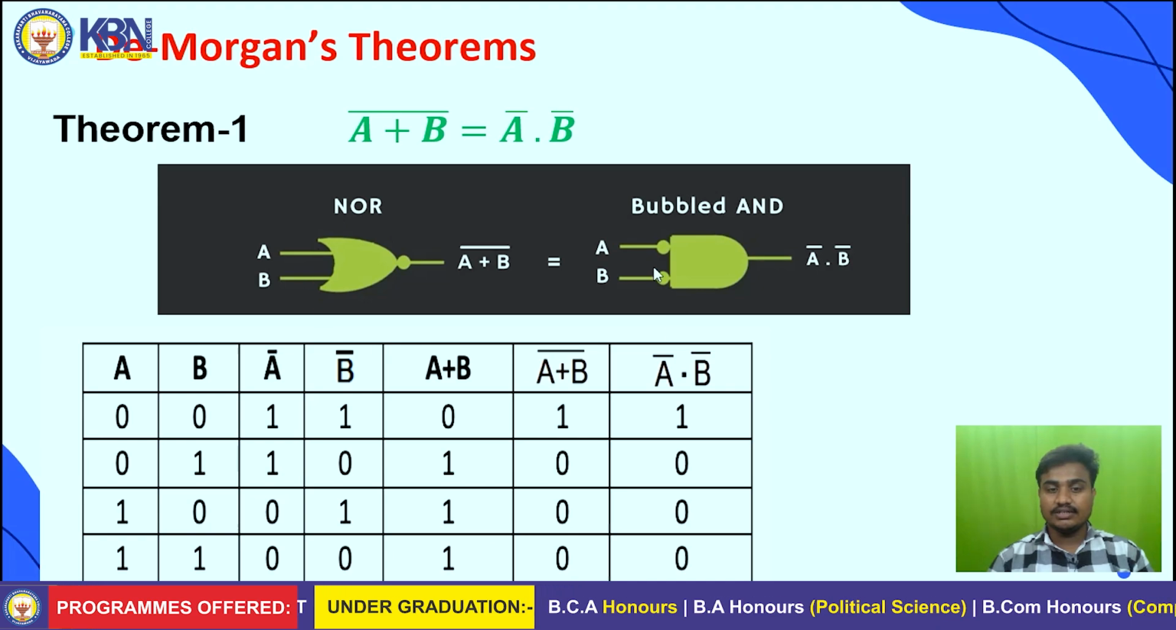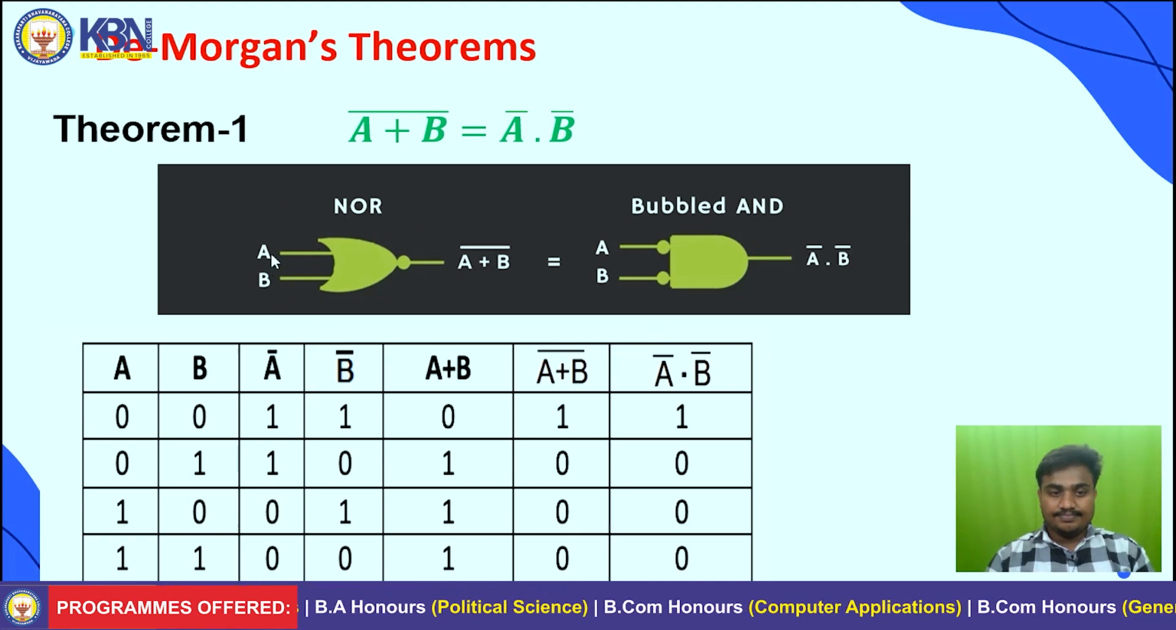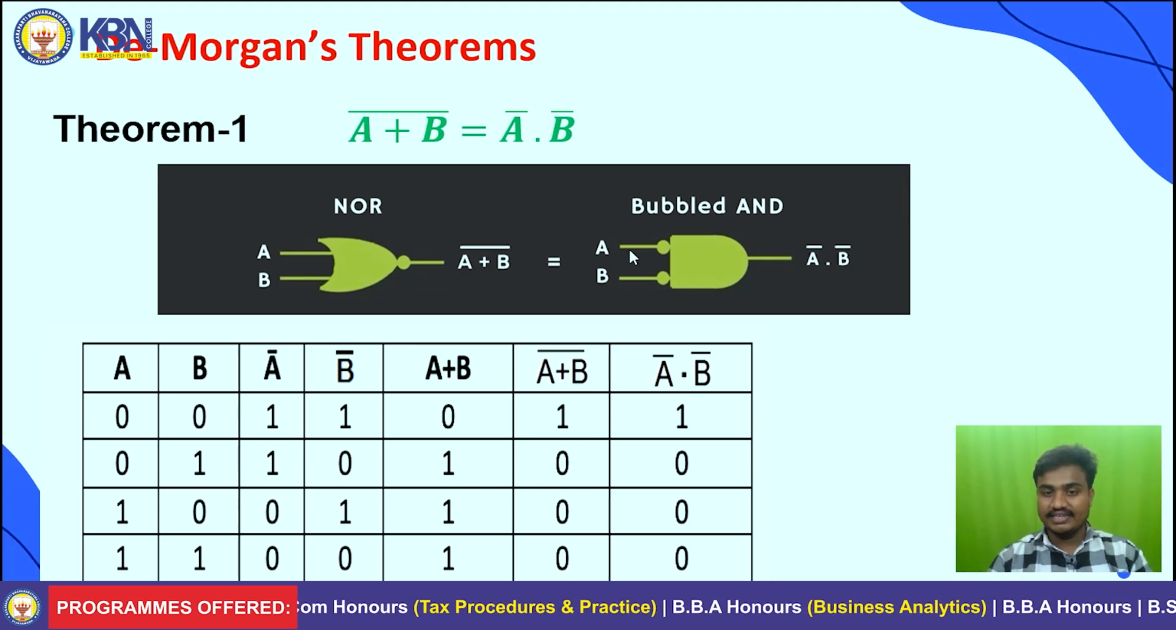In circuit, we will represent it like this. This is a NOR gate. A plus B whole bar is equal to this bubbled AND, or you can say A is connected to one NOT gate here and B is connected to one NOT gate here. Then you will get here A bar, B bar. If it is going to an AND gate, then it is called A bar dot B bar.